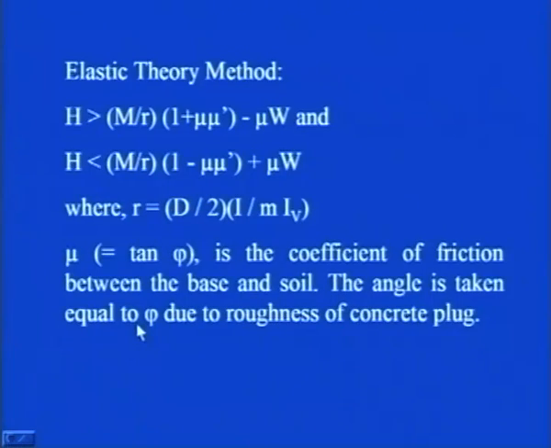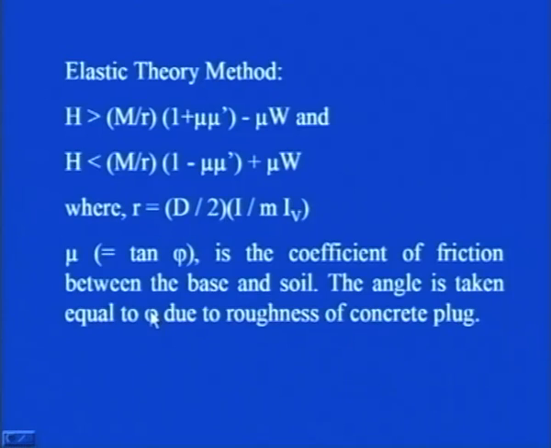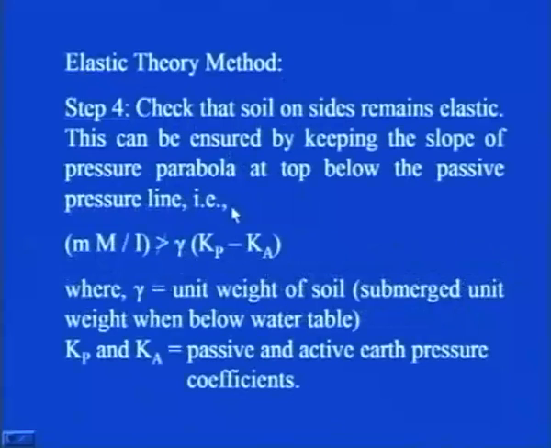When I was discussing the components of well foundation, we saw that there were two plugs, one was the top plug, another was the bottom plug, where the concreting was done. So, because the bottom plug is made up of concrete, the angle has been taken to be equal to phi, to take into account the roughness of that bottom concrete plug. So, these two conditions together have to be satisfied.